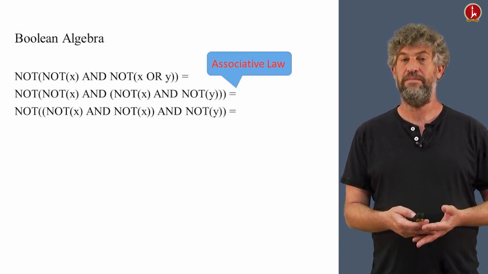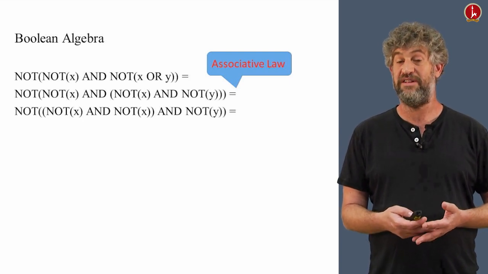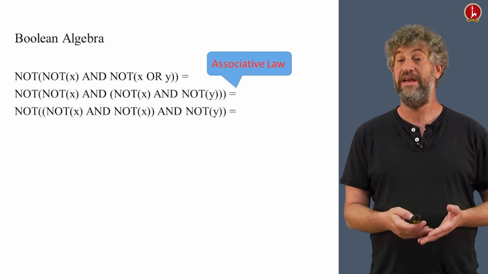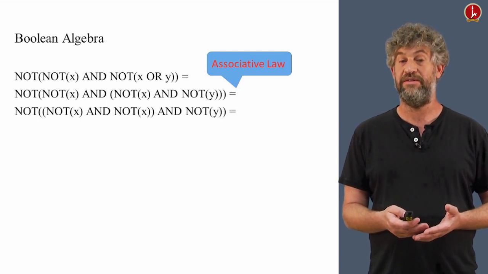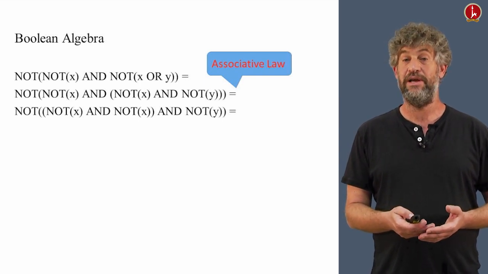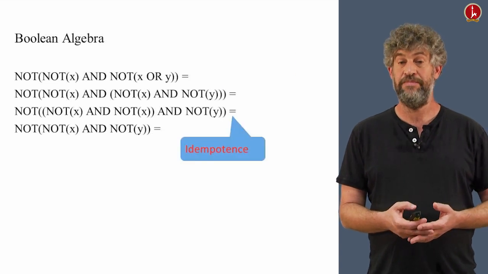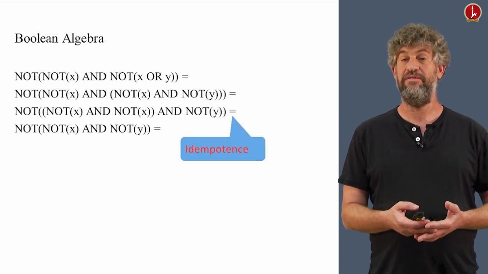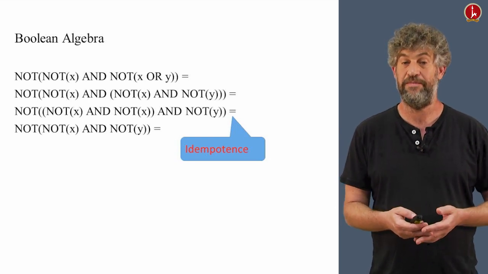Why is that? Because that's another identity that we didn't explicitly list, but it's easy to verify in the same way, that if you take any value w, in our case w is not x, and do w and w, that's completely equivalent to w. Now, this is called the idempotence law, and we can thus simplify the previous expression by simply removing one of these w's, one of these not x's.